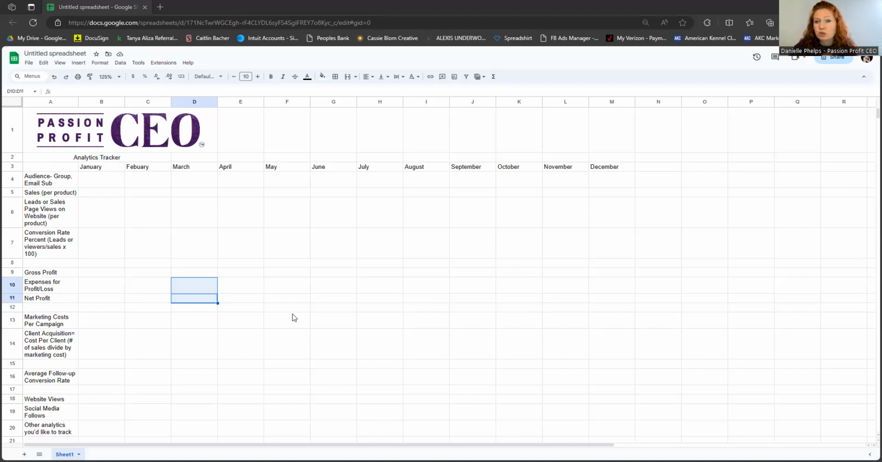So when it comes to tracking analytics in your business, there are some key things that you definitely need to be tracking so that you can see that your business is indeed growing, right? Because if we don't record any analytics, then it's hard for us to know for sure that our business is growing and that what we are doing is working, right? So there's two very important things that we definitely need to track.